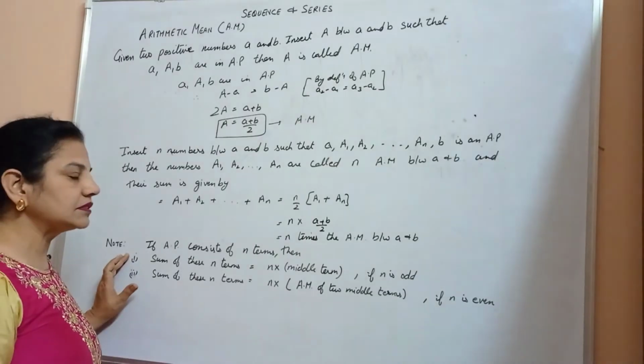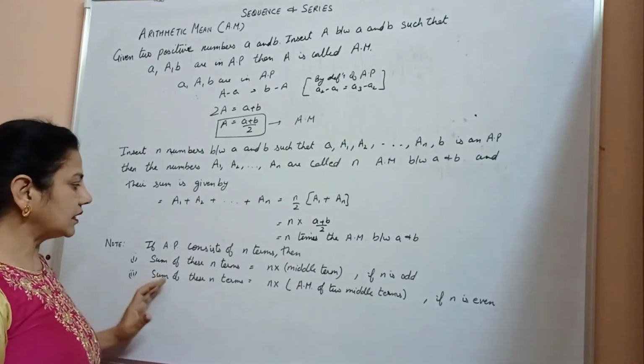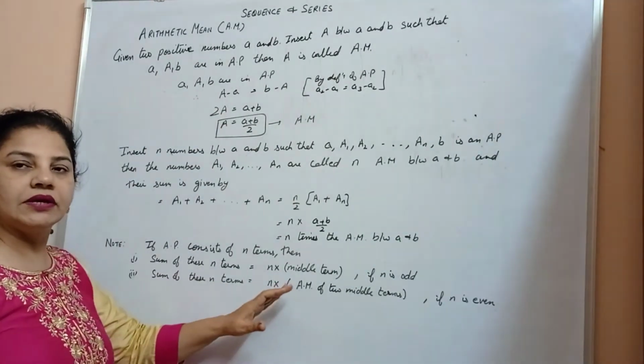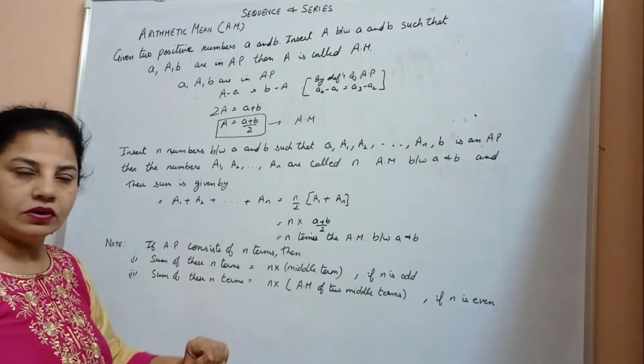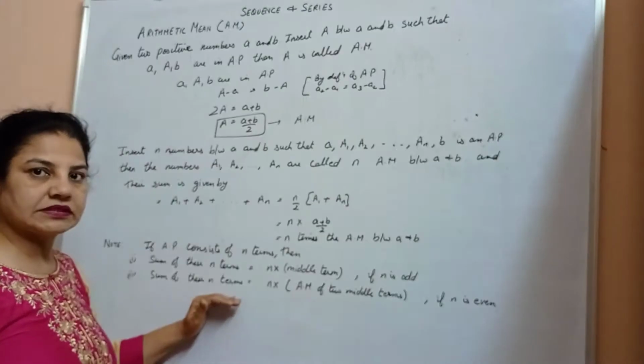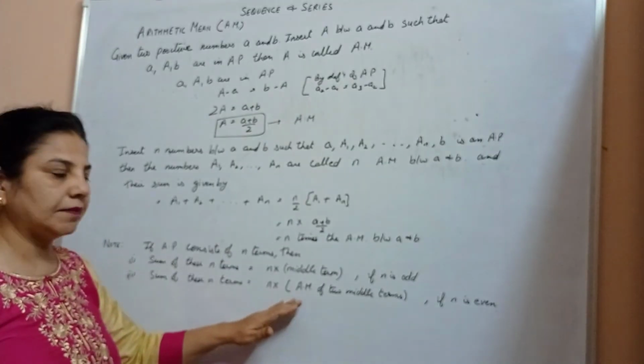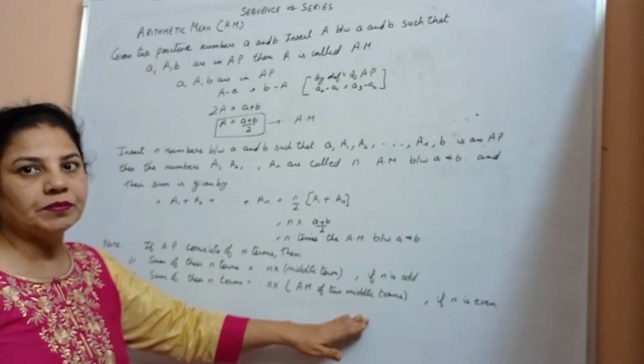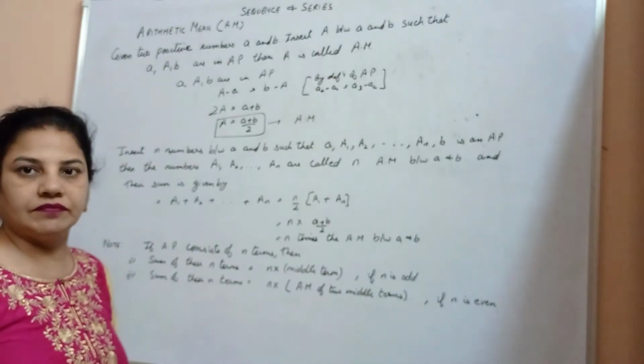If an AP consists of n terms, the sum of these n terms is equal to n into the middle term if n is odd, and the sum of these n terms is given as n multiplied by the arithmetic mean of the two middle terms if n is an even number.